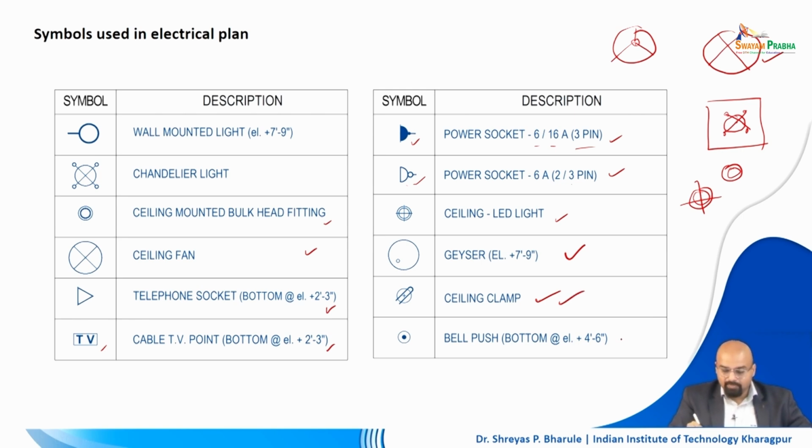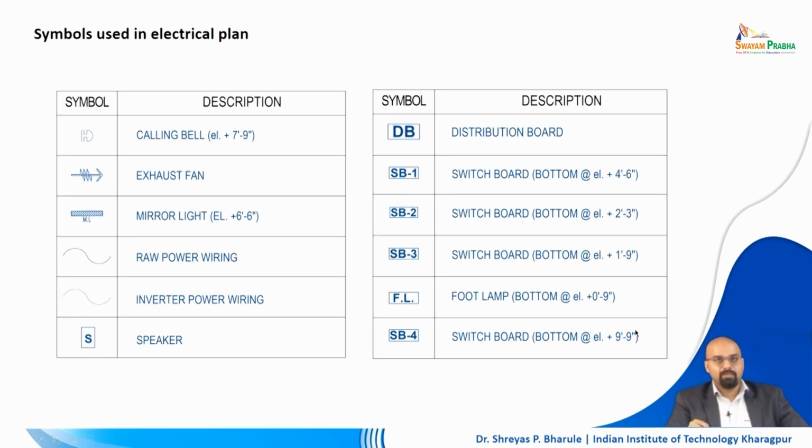Then you have the bell push button. So you have a push button which is there. The elevation of that from the finished floor level is also represented in the plan. So these are all the details which are there in the plan, right? Along with that, on the exterior you will have the calling button, or calling bell. That is to be mentioned in this particular format. Then you have the exhaust fan. So the exhaust fan is mentioned this way.